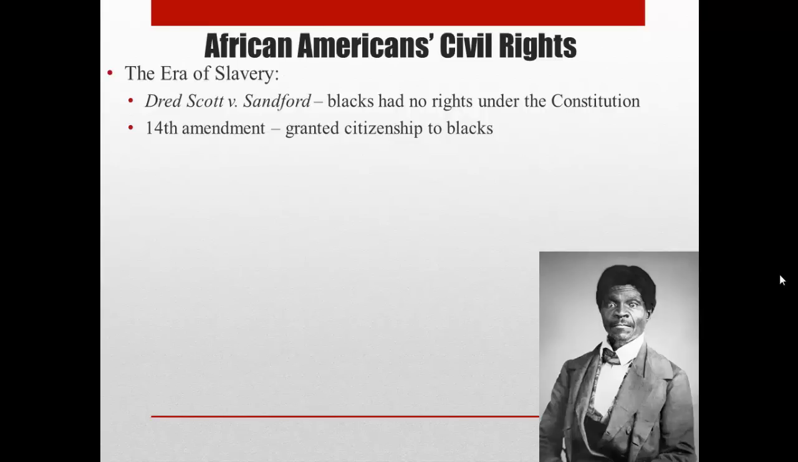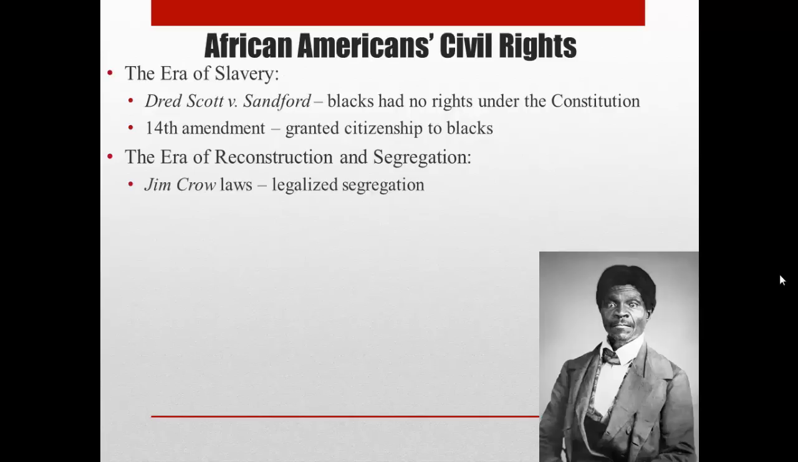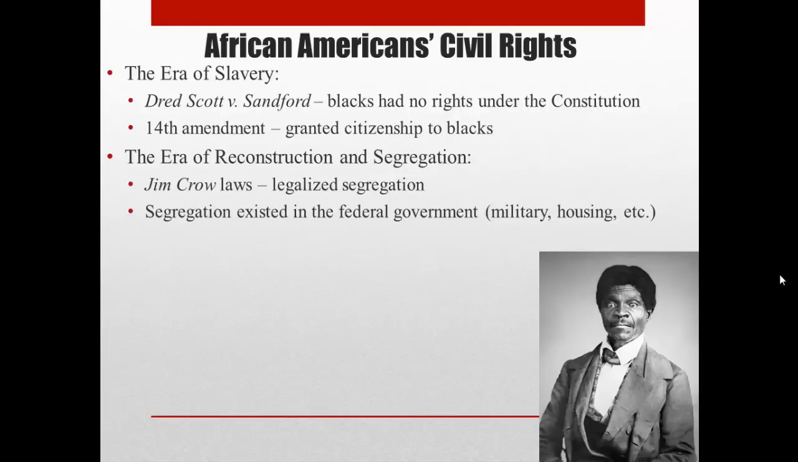The 14th Amendment did lots of things, but one part of that granted citizenship to blacks. So this kind of reversed the Dred Scott versus Sanford decision, which said that blacks are not citizens. After the Civil War, we had the era of Reconstruction and segregation. Jim Crow laws legalized segregation, and segregation existed in the federal government as well, in military, housing, etc.